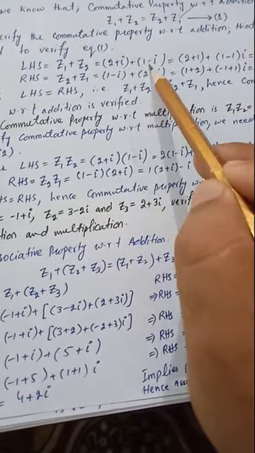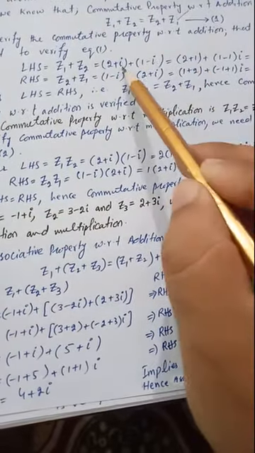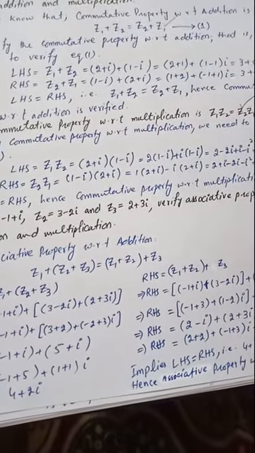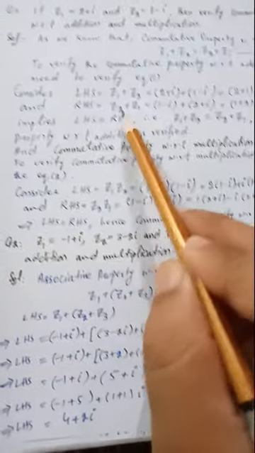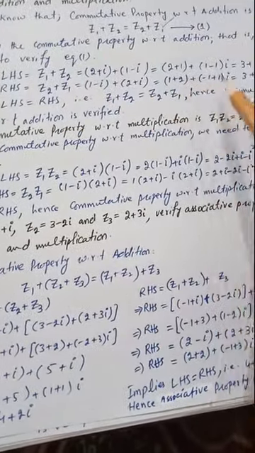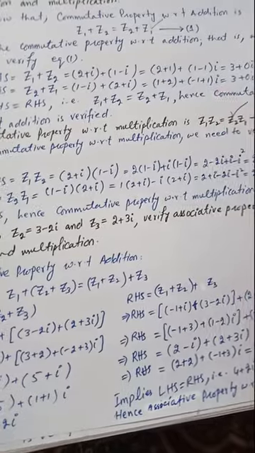So this is z1 plus z2. Real part will be added with real, imaginary part will be added with imaginary part. So that will be 3, this will be 0, so 3 plus 0 iota. Now consider the right hand side, z2 plus z1. So this is z2, this is z1. Add the real parts and imaginary parts, you will get 3 plus 0 iota.